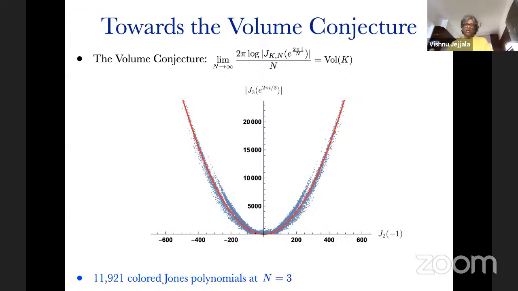And we notice that if you look at N equals 3, the adjoint representation of SU(2), you compute Jones polynomials in that representation, we're able to compute 11,921 of these colored Jones polynomials. And we can compare the evaluation of J3 versus J2 at the values specified by the volume conjecture. And we find there's a quadratic relationship between J3 and J2. So maybe J2 has enough information to know something about J infinity. And it's this J infinity that's actually related to the volume, but the fact that J2 knows about this is how this whole process is working.